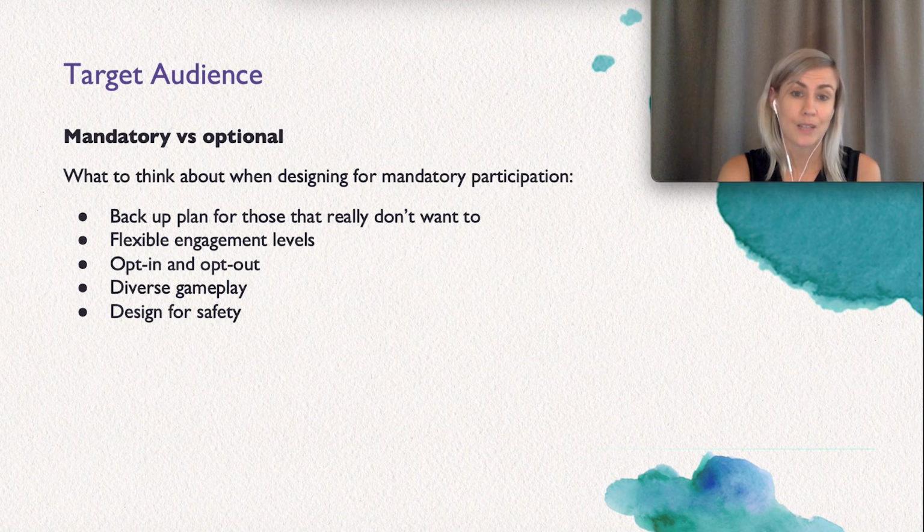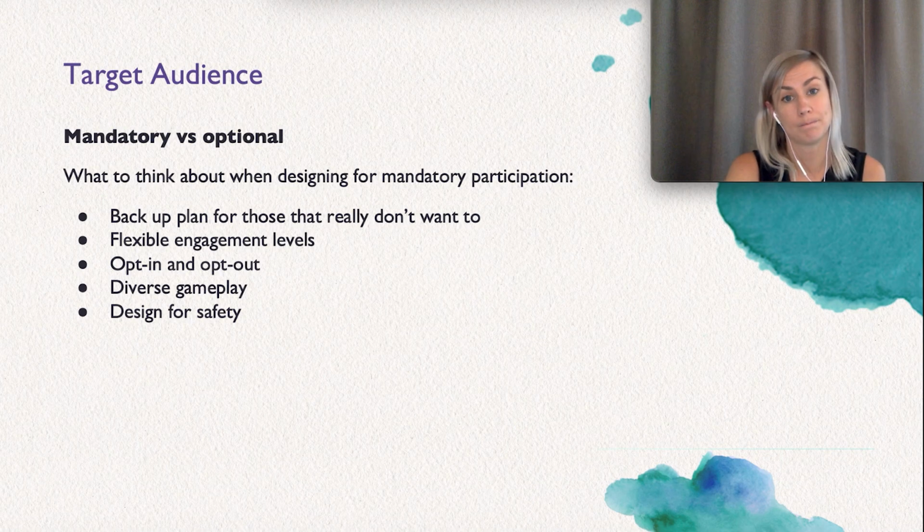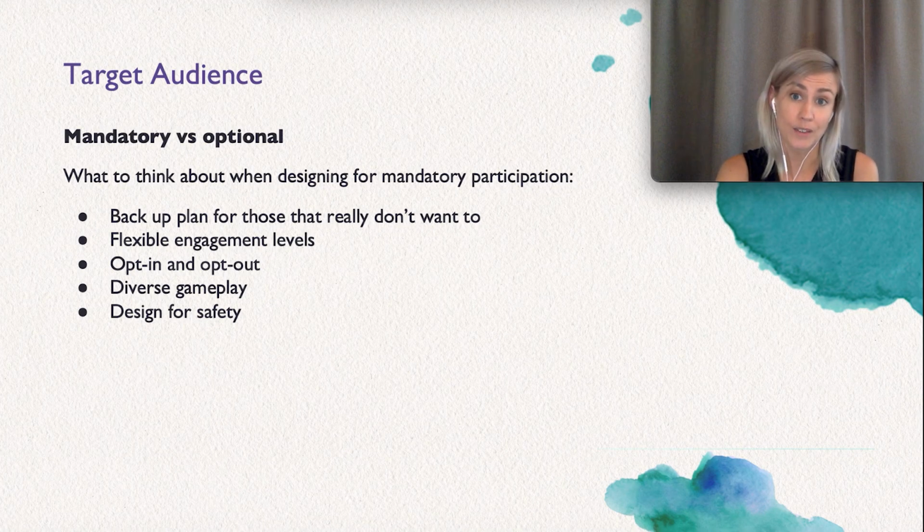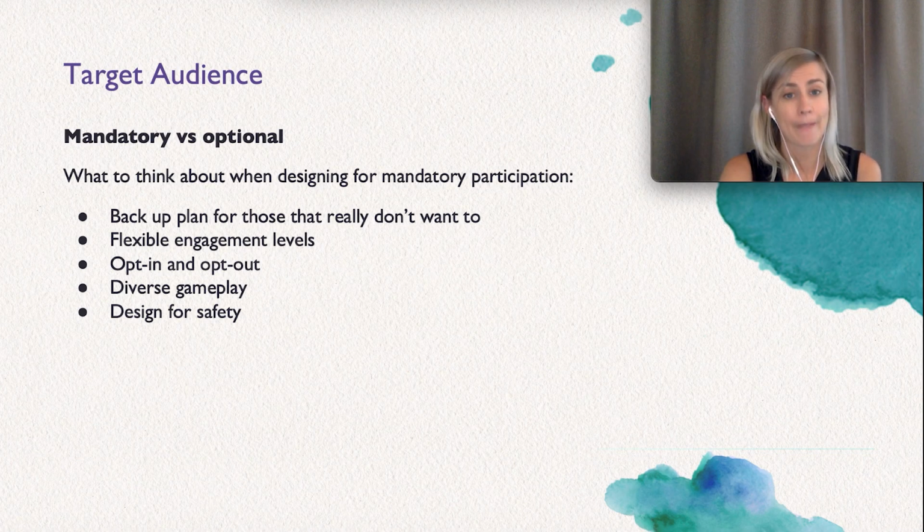You also need to design for the mandatory participation in the runtime design. But things you can do here include designing ways for players to choose their engagement level, for example, through different types of characters. Have ways to opt in and out of parts of the game. Have different types of gameplay available, since not all players will like the same type of play. For example, have different quests where some are more physical, some are more social, and some are more intellectual. And, as always, design for safety.